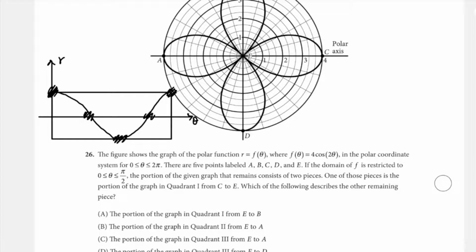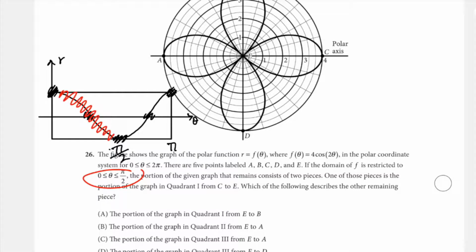Then 4 cosine 2 theta. Normally I'd have 0 to 2 pi, but 2 theta is going to speed that up by a factor of 2. So this is going to go 0 to pi. Halfway there would be pi over 2. So if we're restricting to 0 to pi over 2, that's this section of graph.